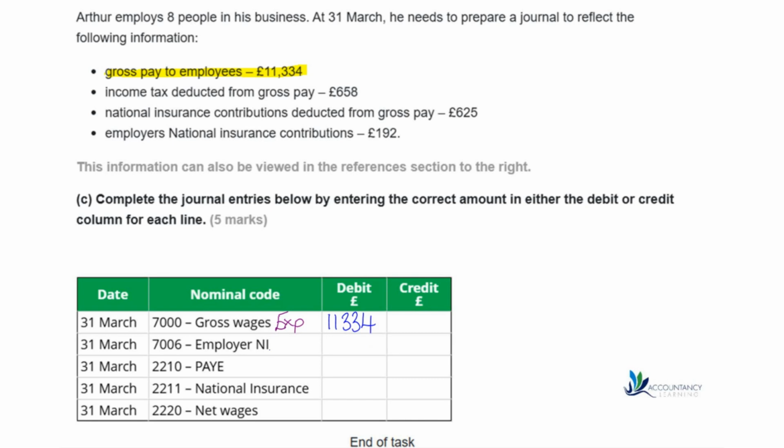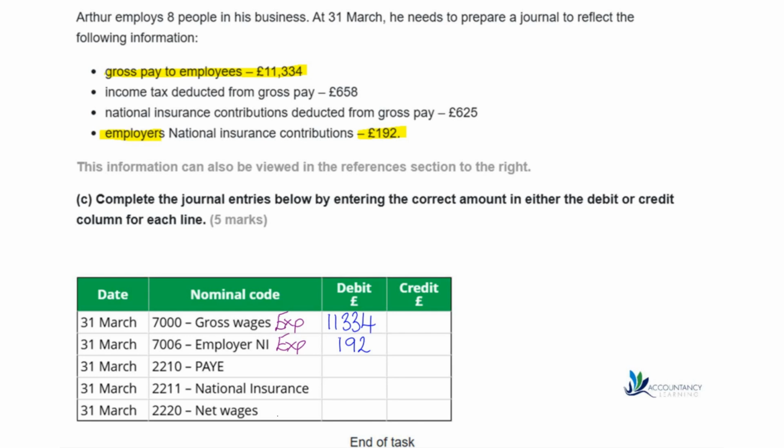The second line of our journal is we've got employer NI. So the employer NI is also an expense to the business. So if they didn't employ the staff, then they wouldn't have to pay it. So it's a compulsory expense of the business for employing staff. So we've got the employer's national insurance contributions of 192. So again, it's an expense, so it's going to be on the debit side.